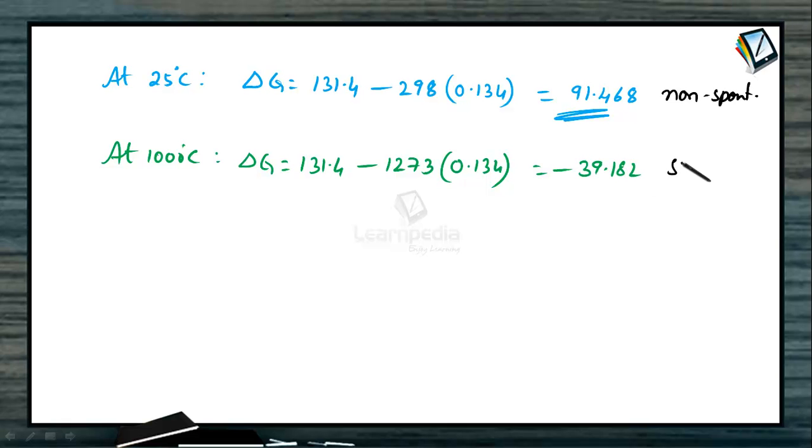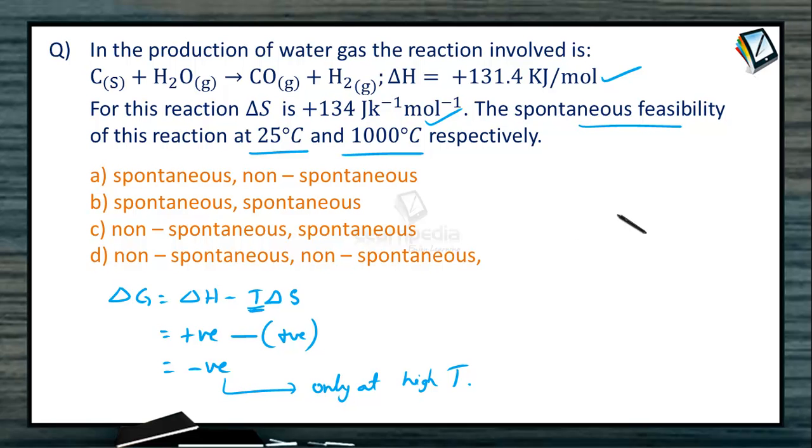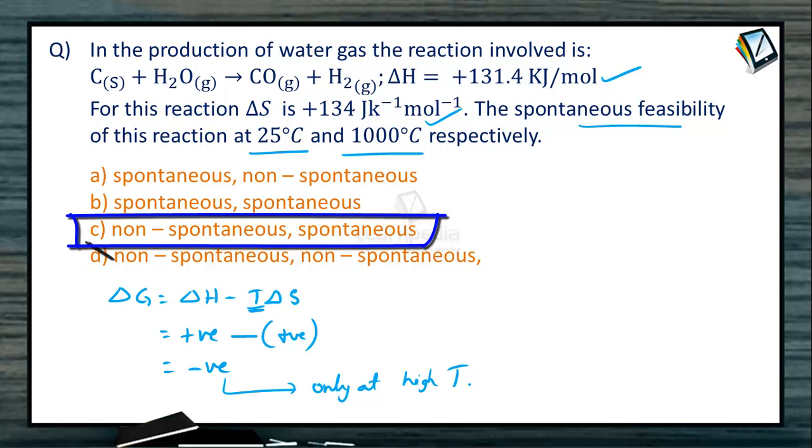So this once again confirms that the given reaction is spontaneous at this temperature of 1000 degrees centigrade. So at 25 degrees centigrade it is non-spontaneous, and at 1000 degrees centigrade it is spontaneous. So our answer is option C, non-spontaneous, spontaneous.